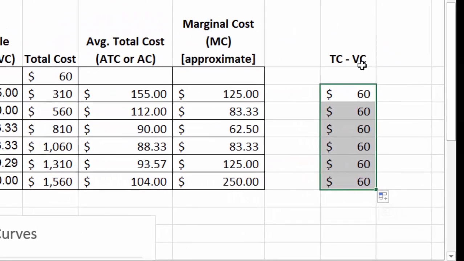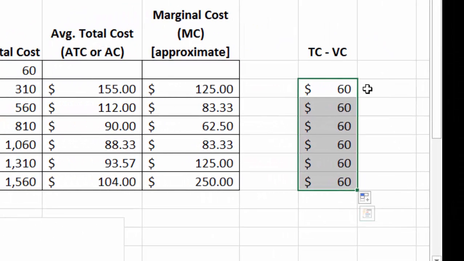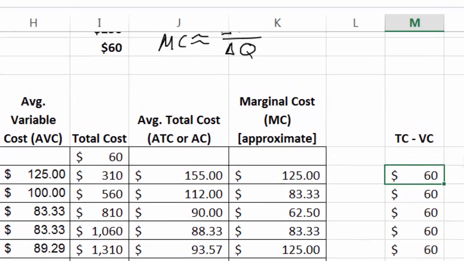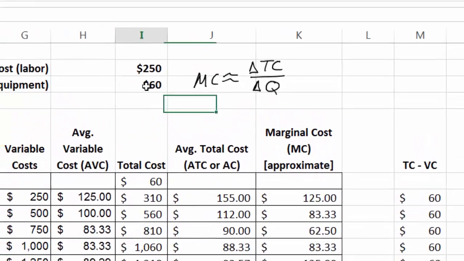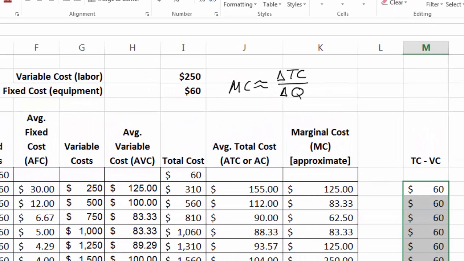The total cost and variable costs are separated by what? The difference is the fixed cost, and of course that difference is equal to the amount of fixed costs. So that's kind of a check to make sure we've done things correctly.